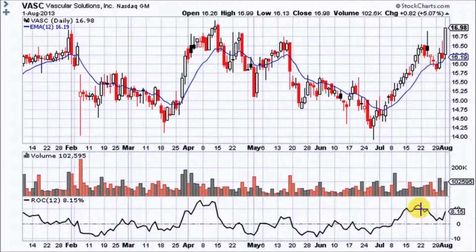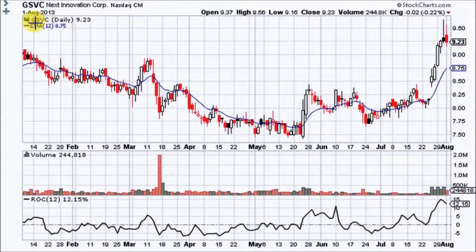Right here it shows it topping out and coming back down, but finding support at the zero, way above zero. So that's saying it was still in an uptrend. And 2 days of big green volume send it almost into blue sky territory, above this resistance, but not quite above here. Now let's take a look at GSVC.